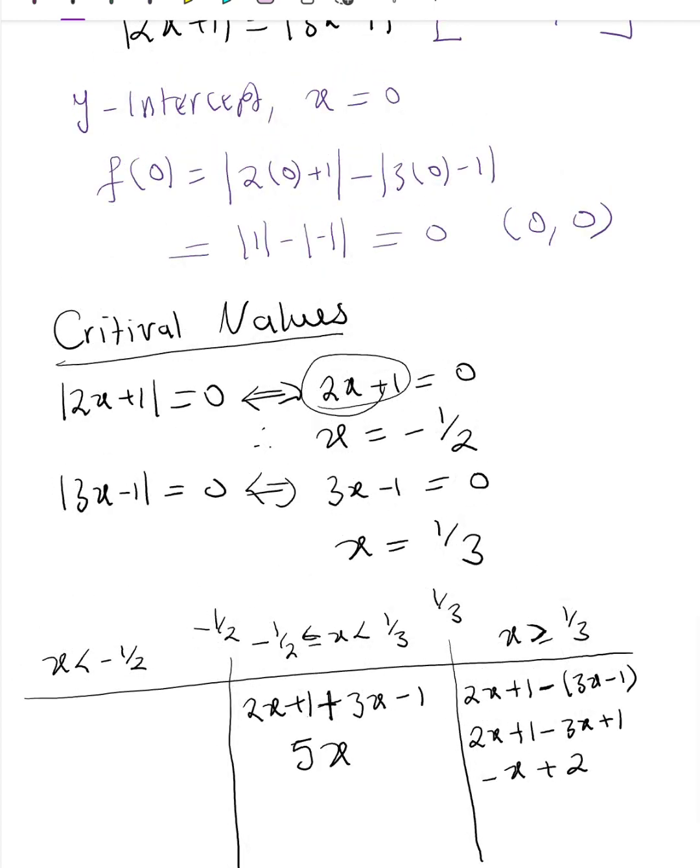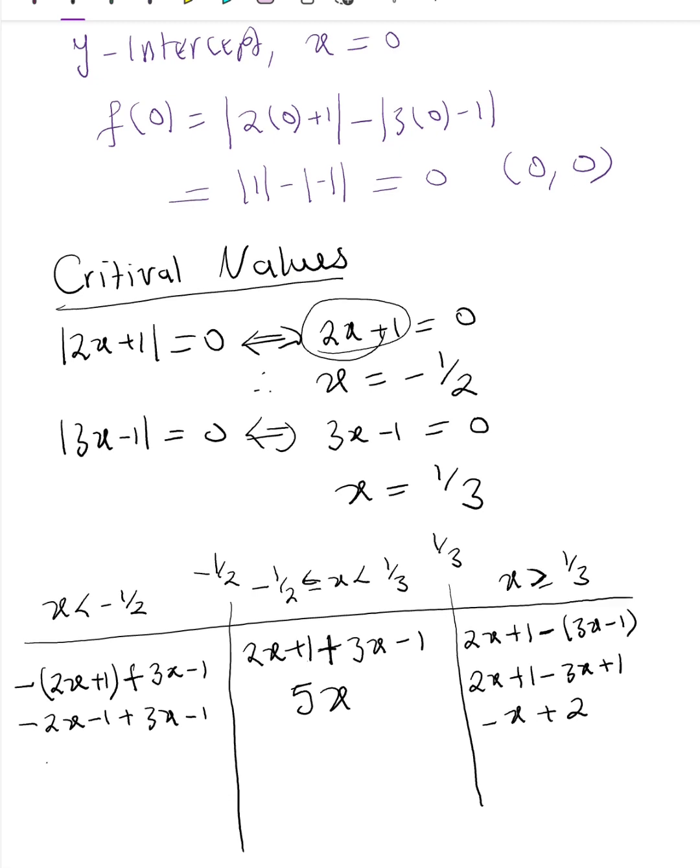On the left, the values of x are less than negative half. So I would just say negative 2x minus 1 minus, and the values of x here are also less than 1/3, so minus and another minus makes positive. So this is 3x minus 1. So negative 2x minus 1 plus 3x minus 1, and this is just x minus 2. That is negative 2x plus 3x, which is x, then minus 2.